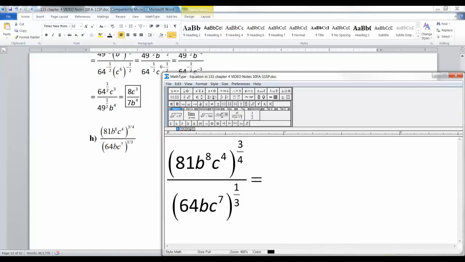Okay, so let's look here. I don't have a big parentheses, so I'm not going to simplify inside the parentheses. What I can do is I can kind of distribute. I can say, okay, I want to take 81 b to the 8th. Oh, we already did this problem.